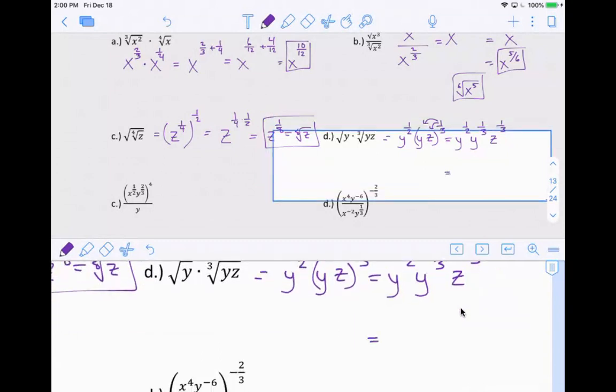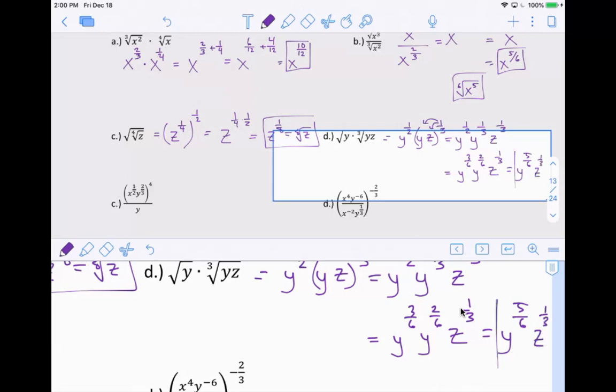And so I can combine these first two. 1/2 would be 3 6ths. 1/3 would be 2 6ths. Z we can keep as a third. And so we have a total of 5/6 on the y and 1/3 on the z as my final answer.